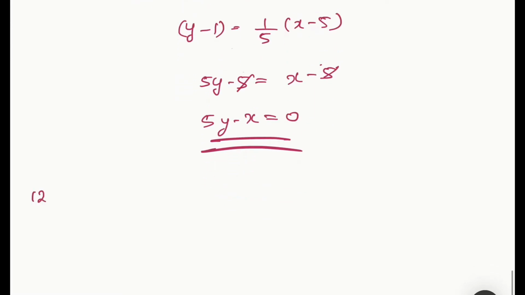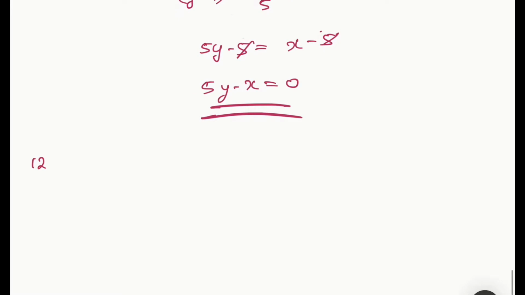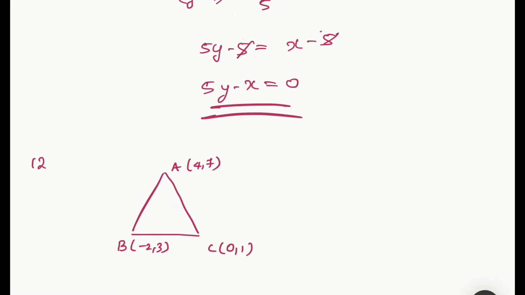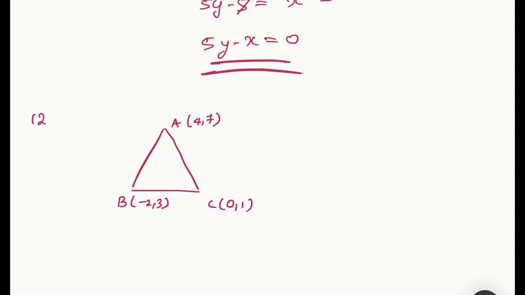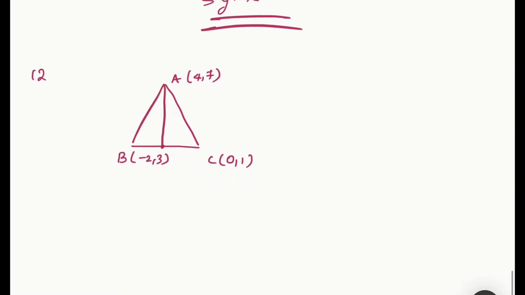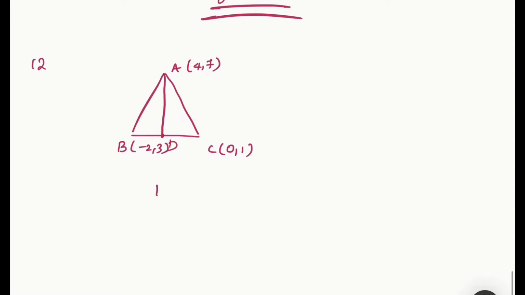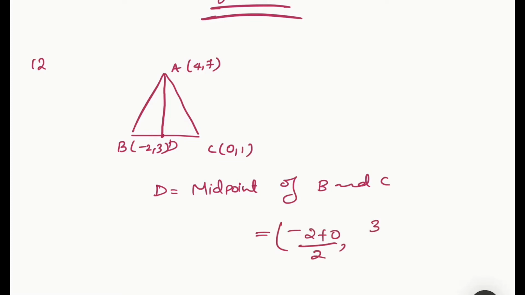In a triangle ABC, the coordinates of the vertices are, so let me consider triangle ABC. A is 4, 7. B is minus 2, 3. C is 0, 1. Find the equation of the median through vertex A. Median through vertex A means it will be here, right? So, the median through vertex A will be AD. D will be equal to the midpoint of B and C, right? So, that is equal to minus 2 plus 0 by 2 and 3 plus 1 by 2.